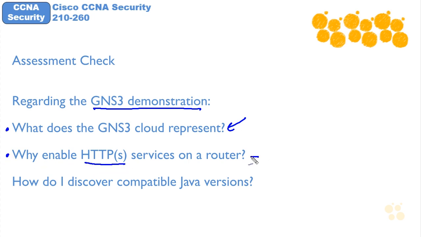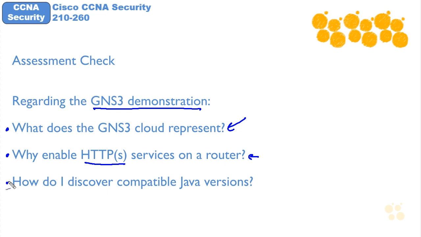And the answer for that is if we want to connect using Cisco Configuration Professional, those are our two options with HTTP or HTTPS, and that's the reason we'd want to enable those on a router, at least in our lab environment, if we intend on using Cisco Configuration Professional.